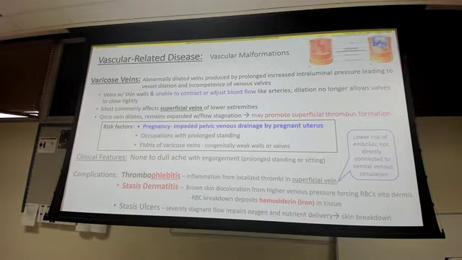The problem with the superficial veins, though, if you have varicosities, if you have varicose veins, is that blood is no longer pushing out like it should. I mean, the blood is still pushing out, but it's not pushing out normally, and so it becomes stagnant, right?